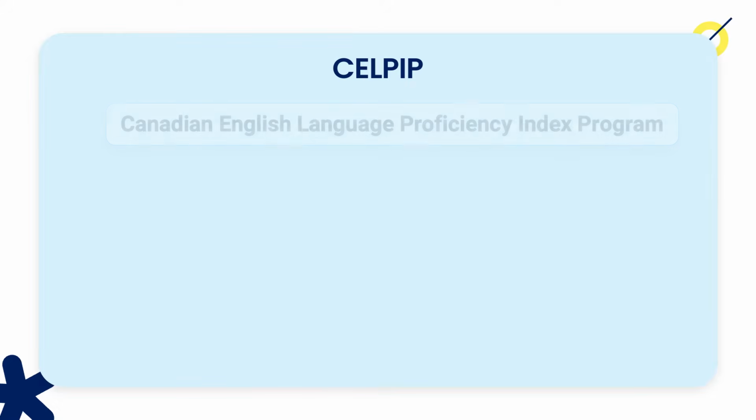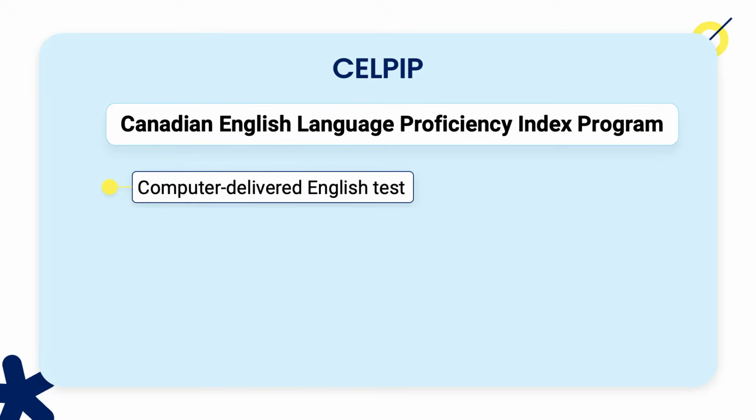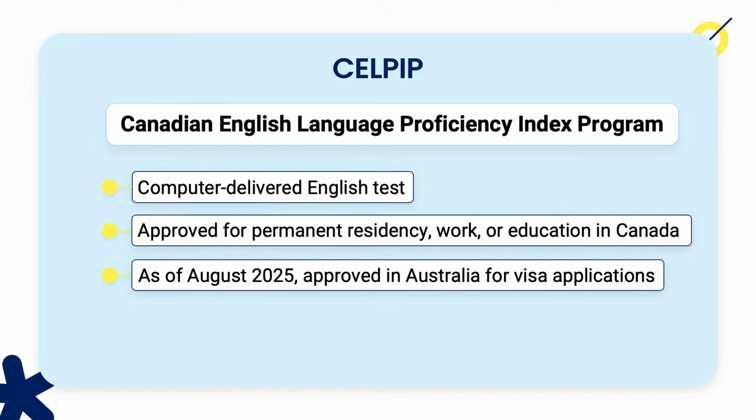Hey, today I'll give you a quick explainer of the CELPIP test covering what it is and how you can prepare for it. CELPIP, or Canadian English Language Proficiency Index Program, is a fully computer-delivered English test. It's approved for permanent residency applications as well as for professional licensing and education in Canada. And as of August 2025, it's also been approved in Australia for visa applications.